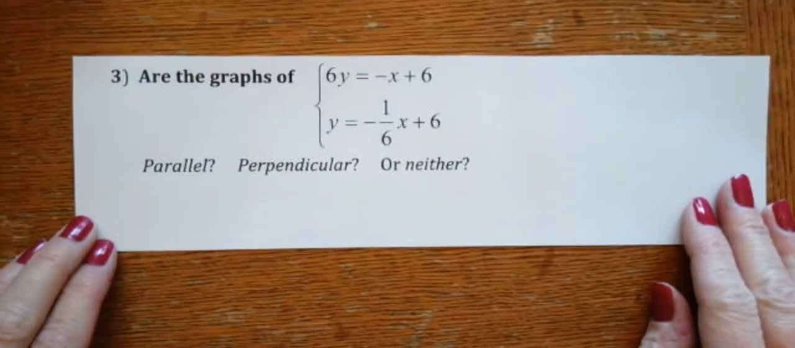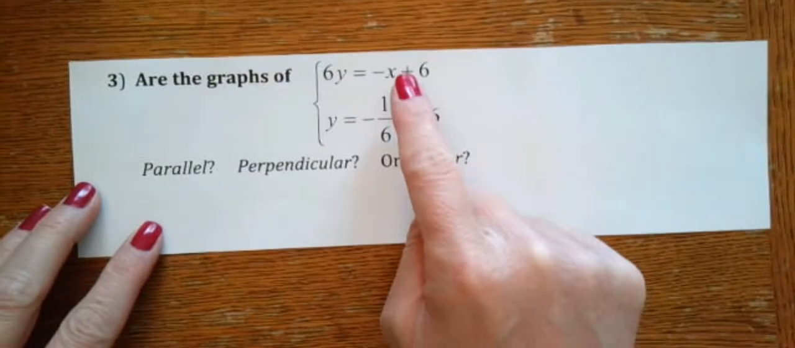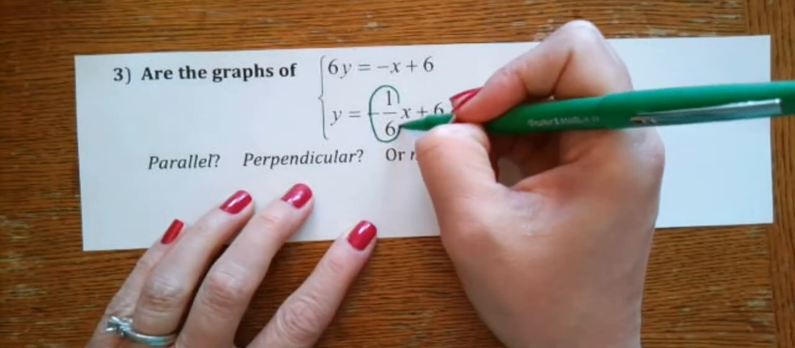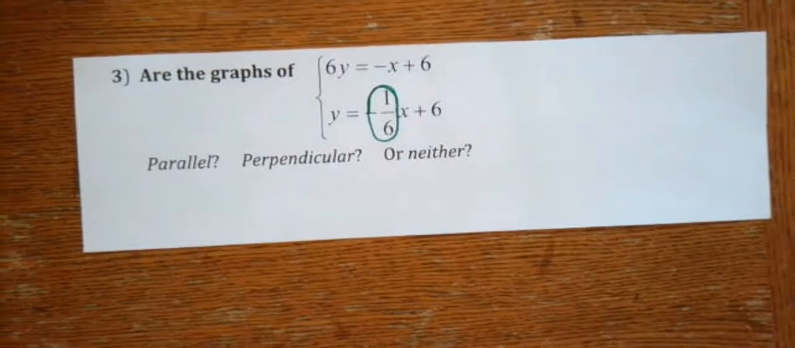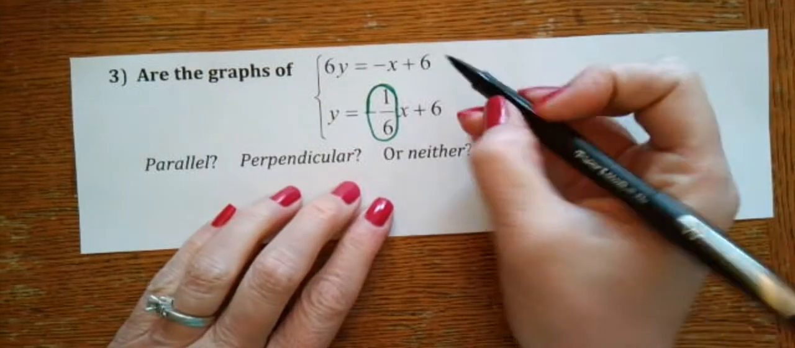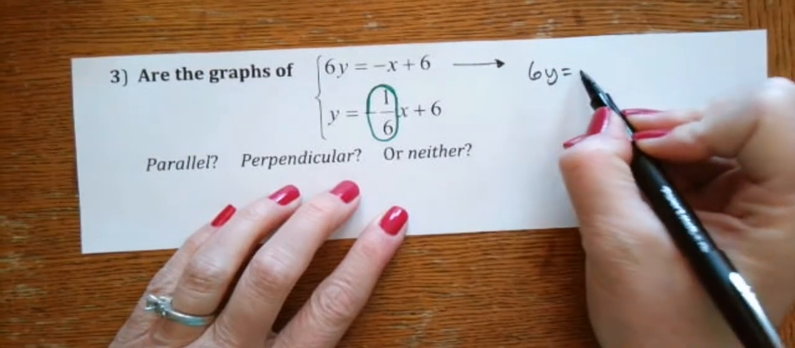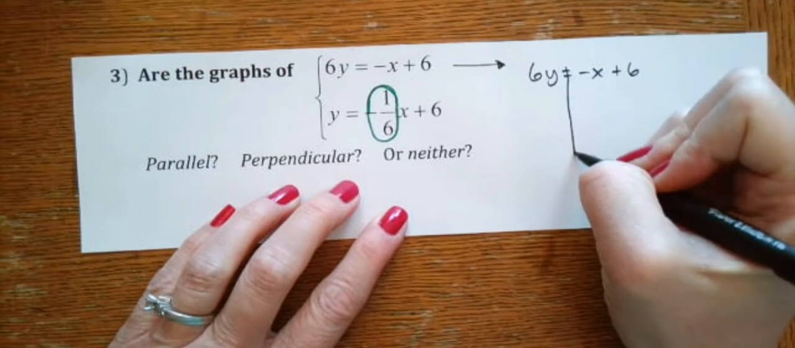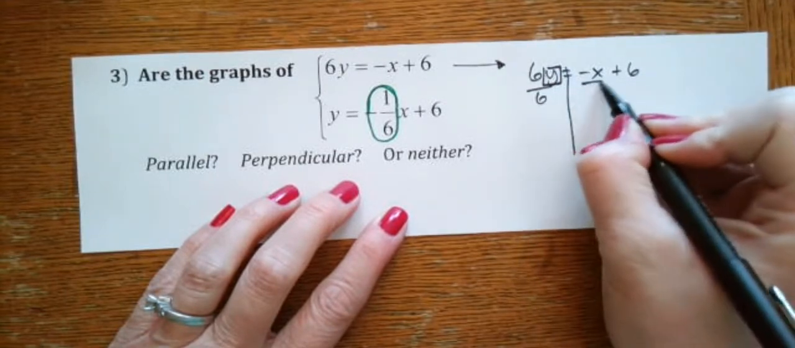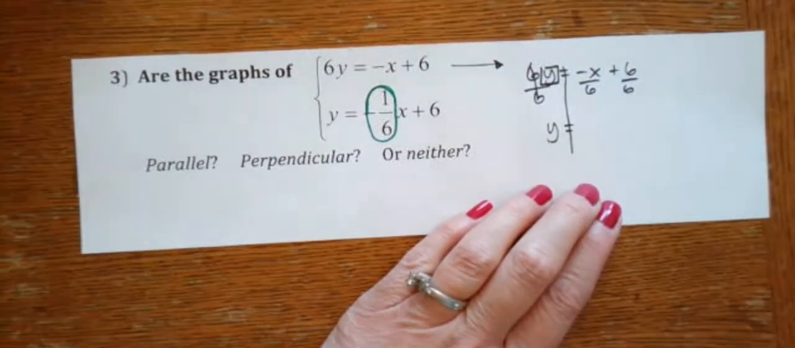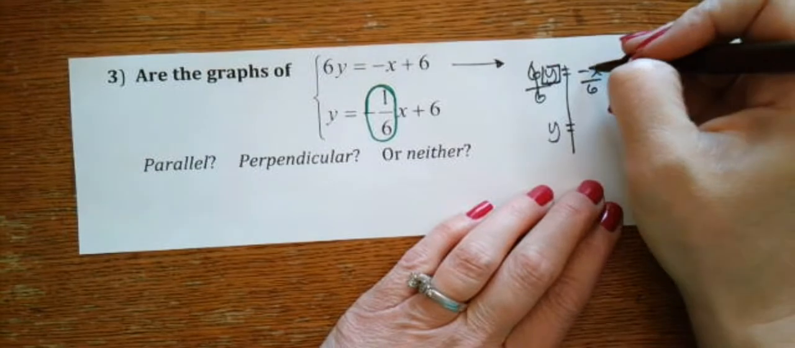All right, let's take a look at number 3. Again, we've got two equations where we're being asked parallel, perpendicular, or neither. With this one, the second equation is written in slope-intercept form, so I can easily find the slope here, but the first one is not. So let's take that and rewrite it right over here. 6y equals negative x plus 6. I'm going to convert it. This is pretty easy here. I just have to divide by 6 everywhere. Remember that this is a negative 1.